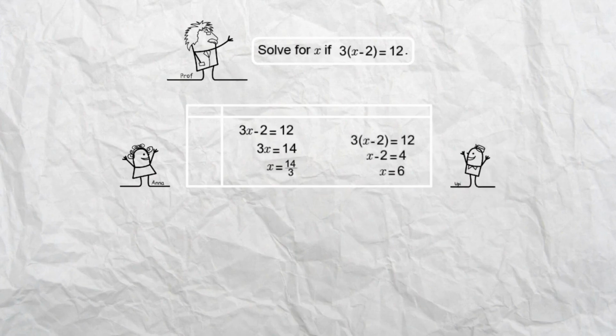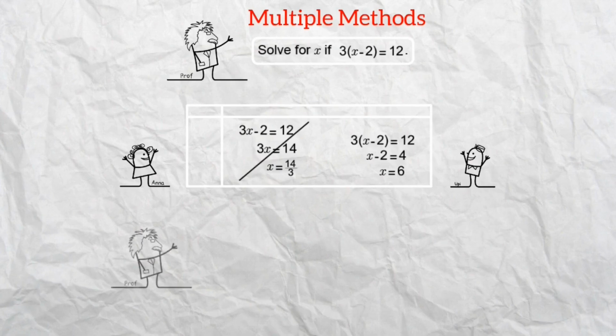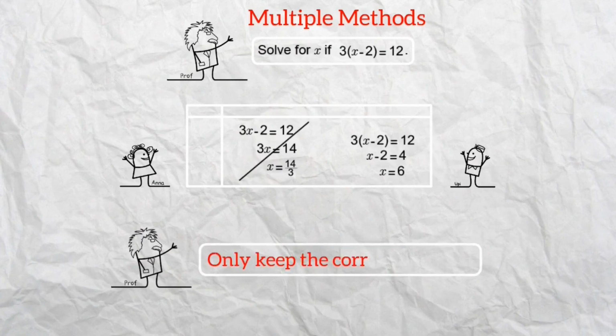Wait, Anna, you can't leave both methods. You should delete the wrong one. Upi is right. If you leave multiple methods, the examiner will only mark the first one, even if it's incorrect. Always cross out mistakes so your correct work is graded. Lesson learned? Only keep the correct method.